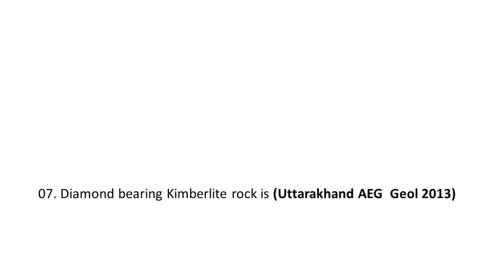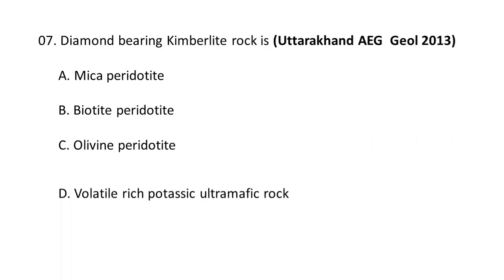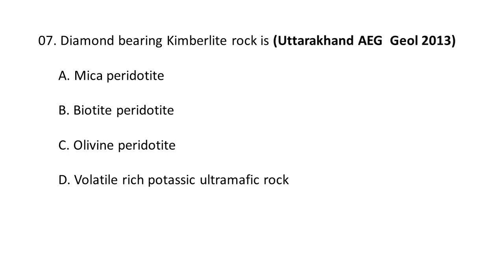Next question. Diamond bearing kimberlite rock is: A. mica peridotite, B. biotite peridotite, C. olivine peridotite, D. volatile rich potassic ultramafic rock. So diamond bearing kimberlite rock is obviously A. Mica peridotite. Peridotite is a dense, coarse-grained igneous rock consisting mostly of the silicate minerals olivine and pyroxene.